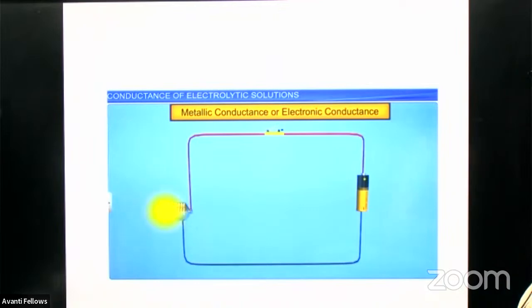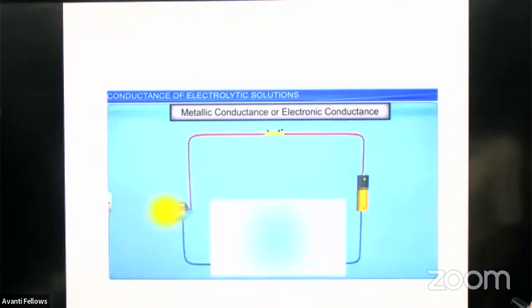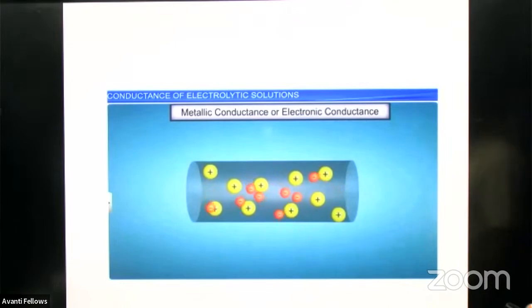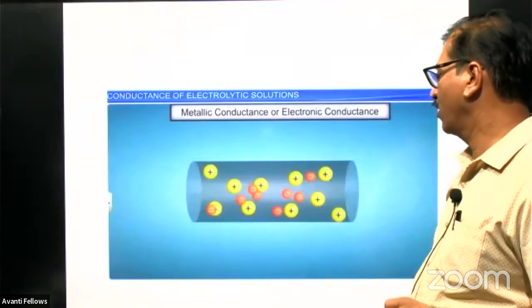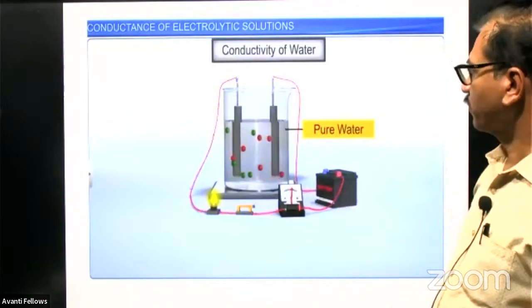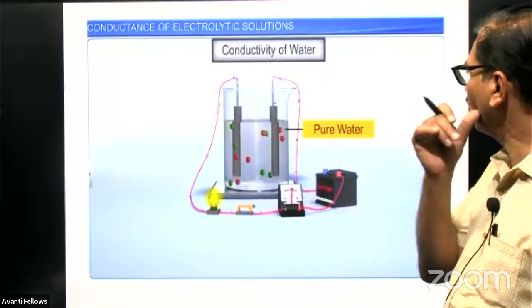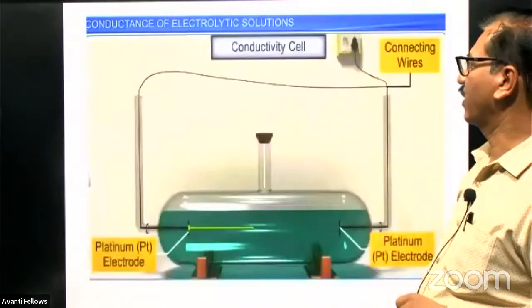Metallic conductance or electronic conductance is the electrical conductance through metals, as the name indicates. So in metallic conductance, the responsible ones are the electrons, right? So this is in pure water. There is also conductivity there, right?